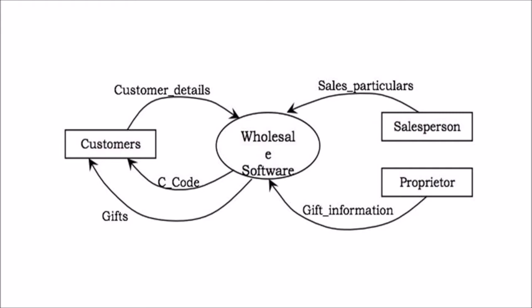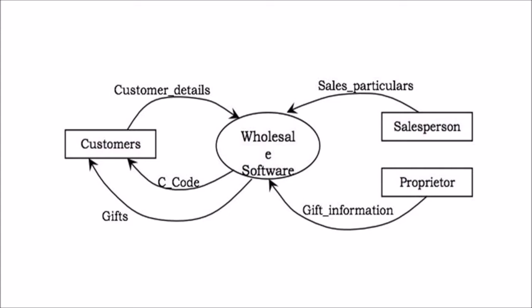The functional model for the wholesale software is as follows. The figure shows a top-level DFD and it shows the software as a single process and the actors that interact with it. The actors in the system are customer, salesperson, and the proprietor or owner. These actors are represented by rectangular boxes and the process or the software is represented in an elliptical manner. And these are connected by different connectors.